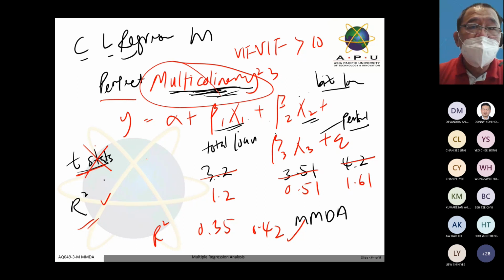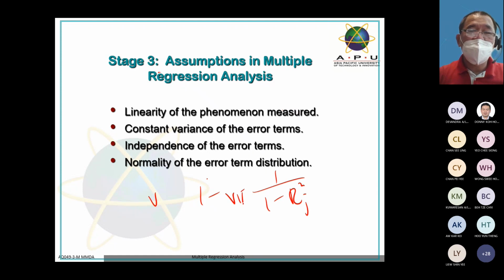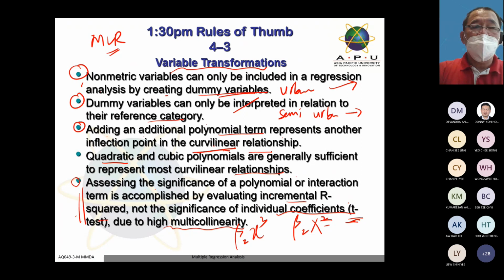More than 10, that means they are highly interconnected. It is actually also based on the R square. Okay, the formula. Don't worry, you will see the formula in the slides. 1 minus R square j, that is the formula for VIF. You see it in the slides. Okay, so continue.